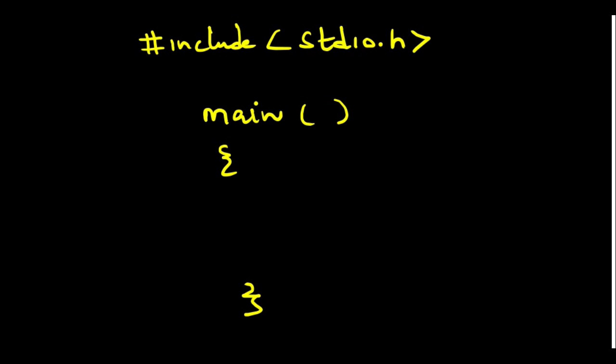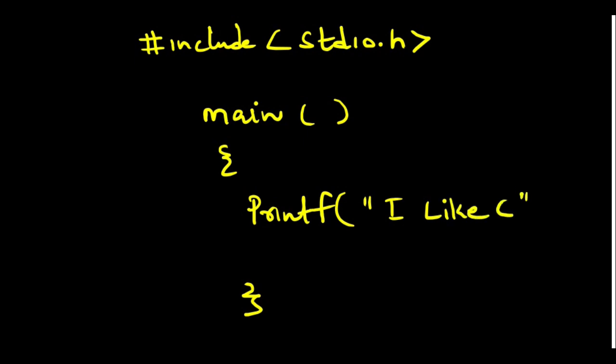Normally, if it is a desktop application, we'll have a printf, "I like C", backslash n for the new line, and then we have to return. So we'll write return 0. So this is the very simplest C program. Here, this printf function is a predefined function, and it is there in the stdio.h header file. So to call this printf function, we are using that stdio.h header file.